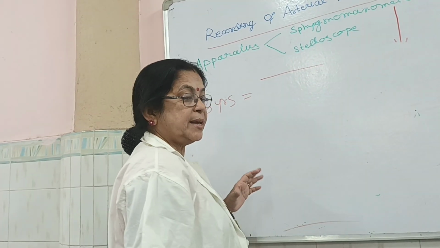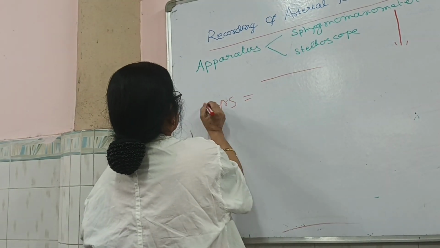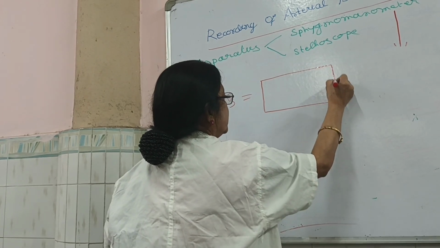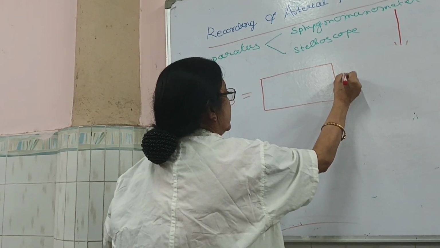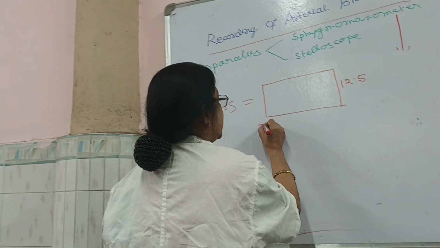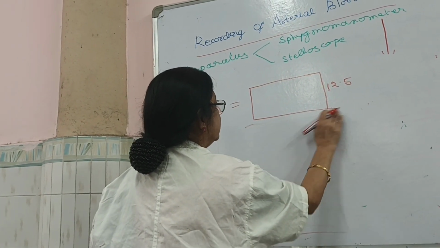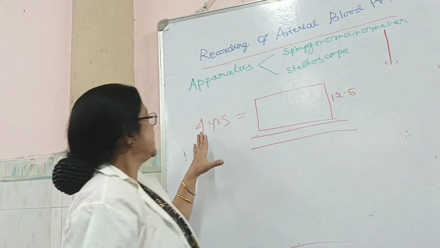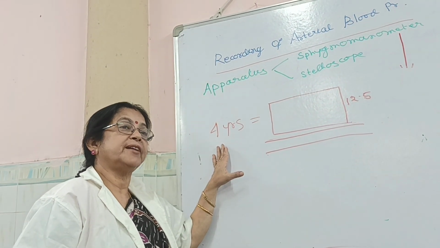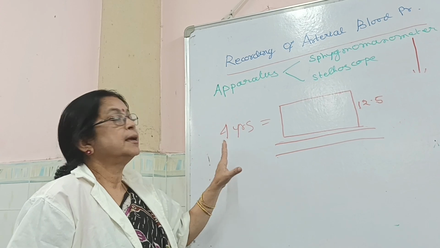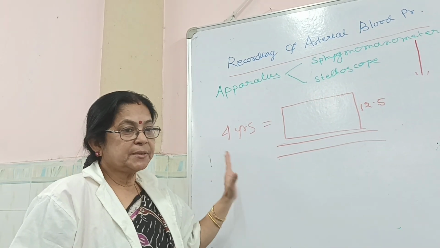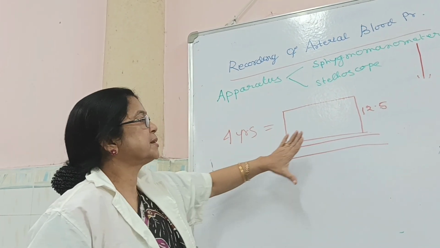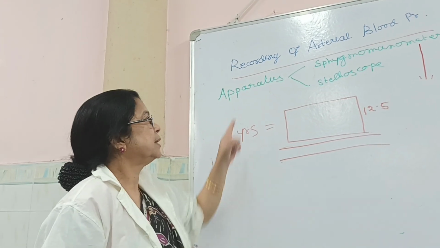if you measure the blood pressure at 4 years of age with an adult cuff, which is 12.5 centimeters wide, and the 4-year-old child is suffering from nephritis, the subject must be having hypertension. If the subject is having hypertension, then what will happen? You are measuring the blood pressure with the help of an adult arm cuff.